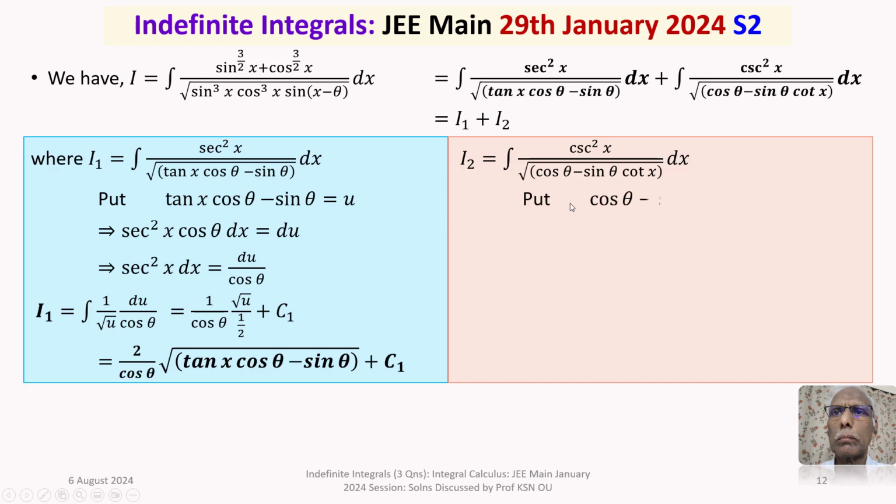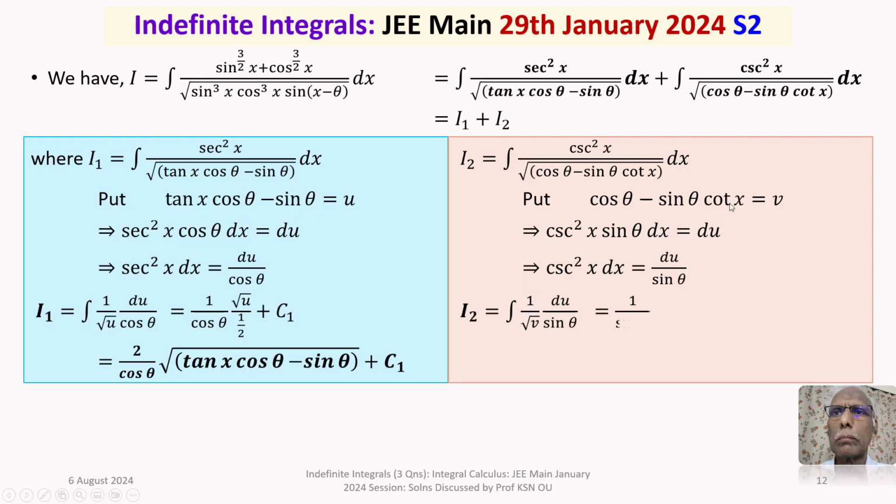Agreed. Go back to I2. Substitute cos theta minus sin theta cot x under the square root as v. Now differentiate. That will be cosecant square x, minus cosecant square x, but there is already a minus, so cosecant square x sin theta dx equals dv. So we want cosecant square x dx, that will be dv by sin theta. Now go back and substitute in I2. That will be the integral of 1 by root v into dv by sin theta.